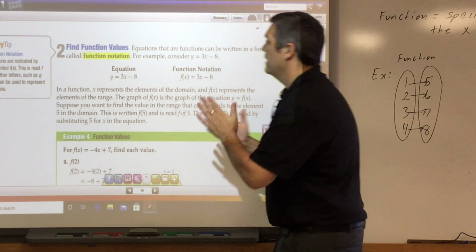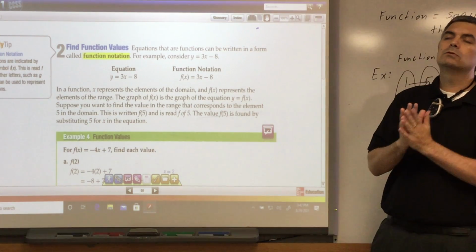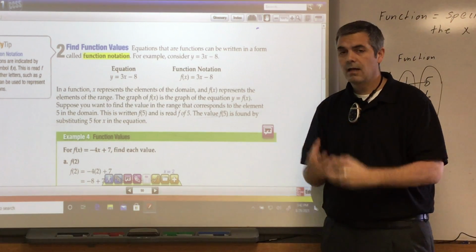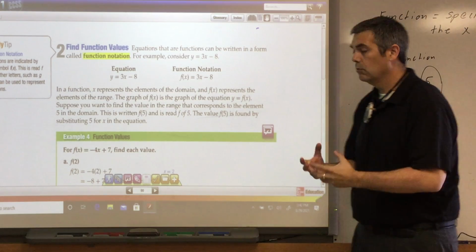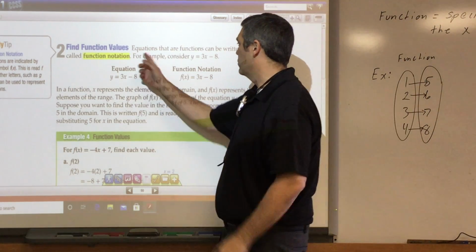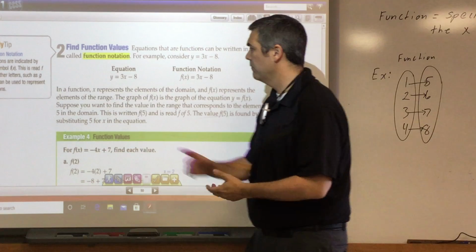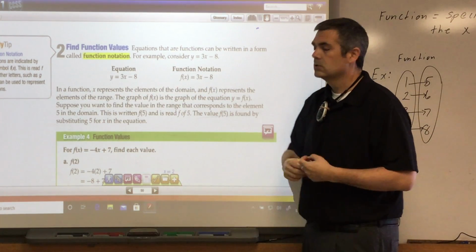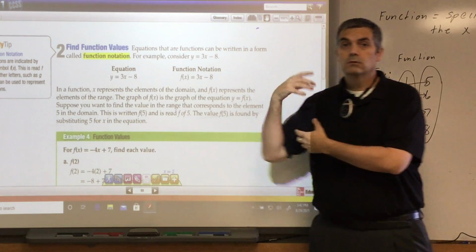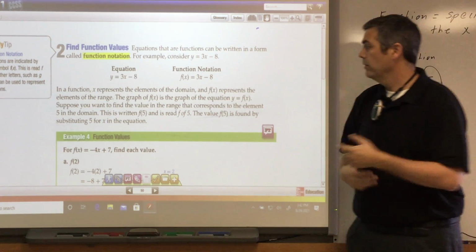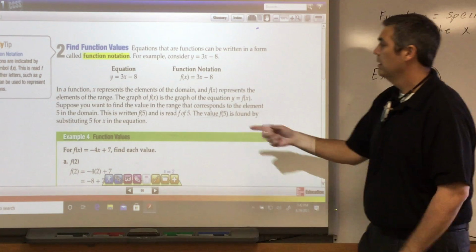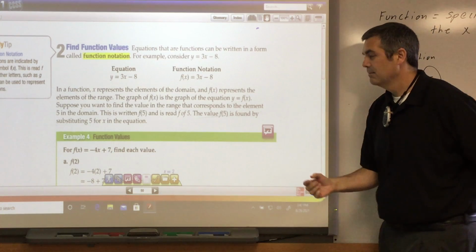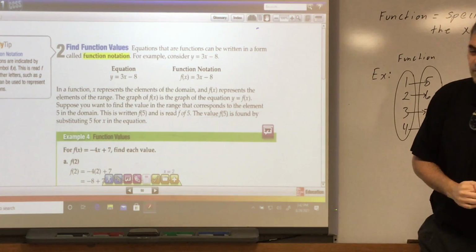Okay? Now, function notation. This confuses kids all the time. Be aware. It's not that big a deal. Okay? Don't overcomplicate it. Equations that are functions can be written in a form called function notation. For example, consider y equals 3x minus 8. So, slope-intercept form, it's what you've been used to seeing. Well, now what they'll do is they'll come in here and go, hey, the function of x equals 3x minus 8.